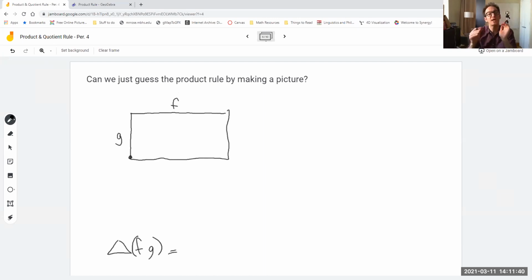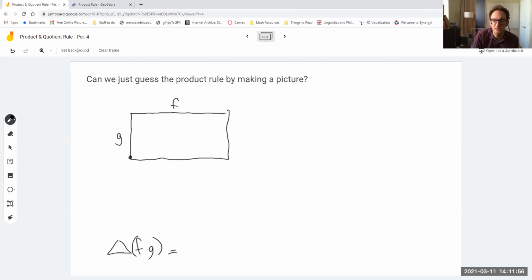I'm looking for the change in the f times g function. All right, well, if I want to understand multiplication, then I reach for the area model. So what I want you to now imagine is that there's some function f and some function g, and these two functions are changing over time.